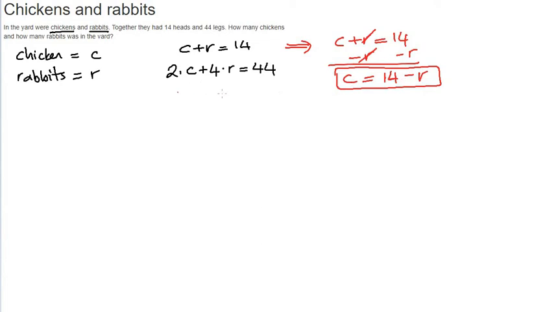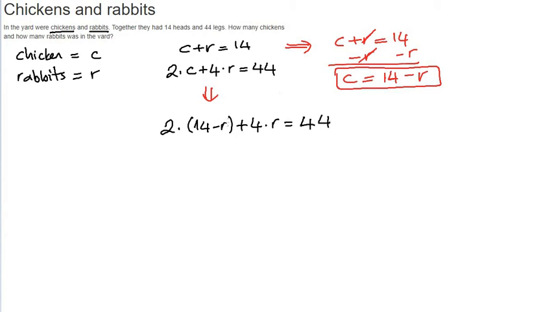So this is going to be the expression we will be using, 14 minus R instead of C in the second equation. So once we look at the second equation right here, instead of writing C in the second equation, I can write 14 minus R, and plus 4 times R. That should be equal to 44.